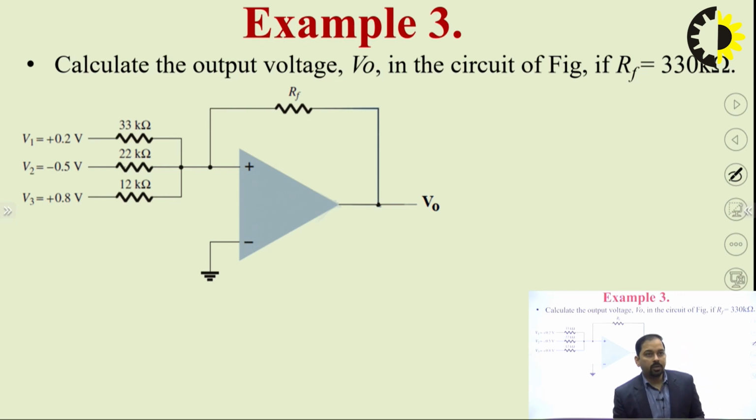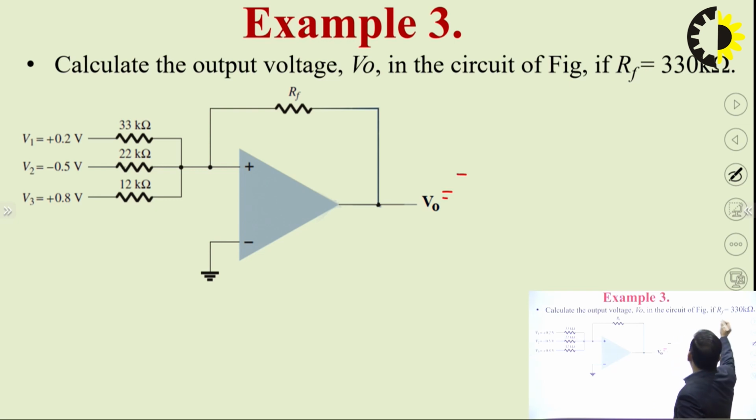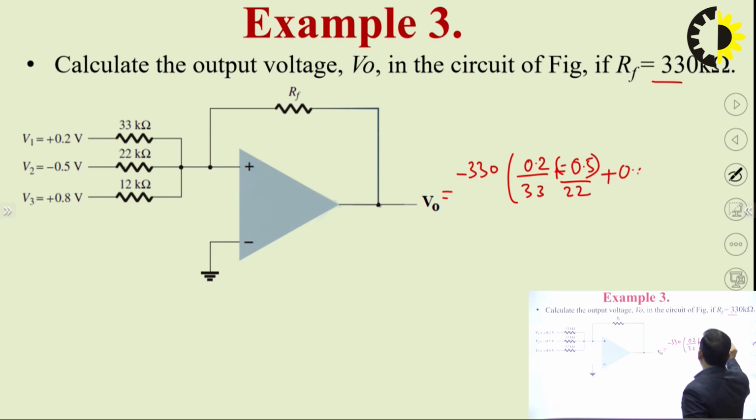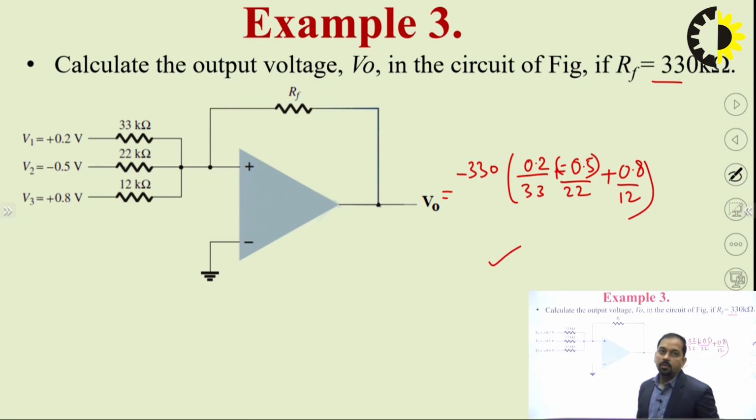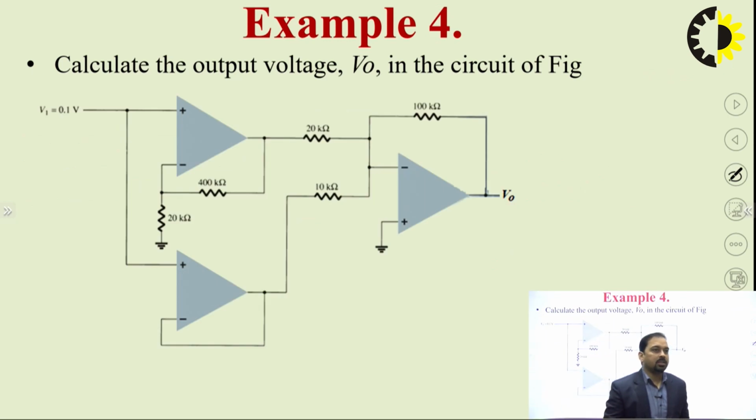Next example, it's a summing amplifier, and the output expression for the summer is minus RF. RF is given, which is 330, times V1 0.2 divided by 33, plus 0.5 with negative sign divided by 22, plus 0.8 divided by 12. We can easily solve this. This is the output of the summing amplifier.